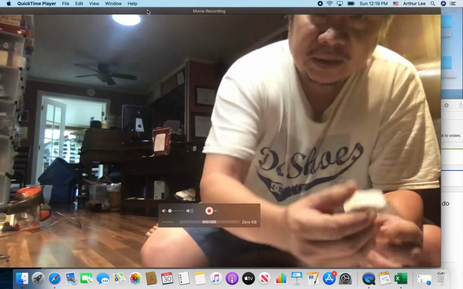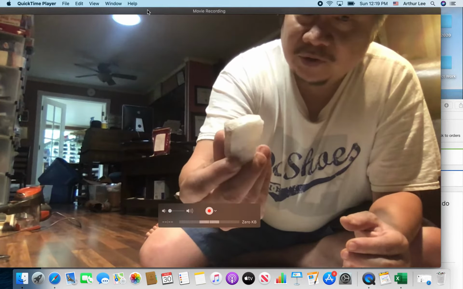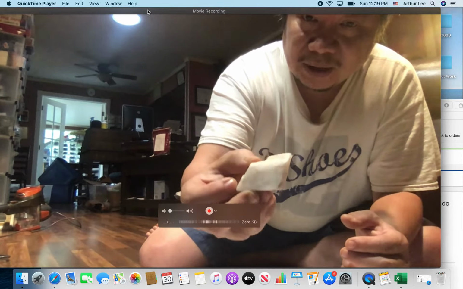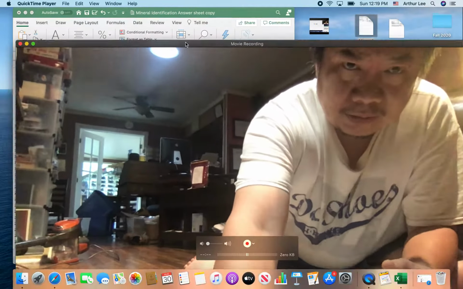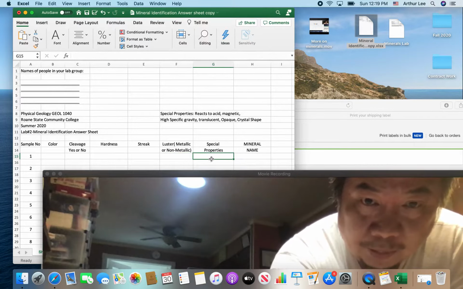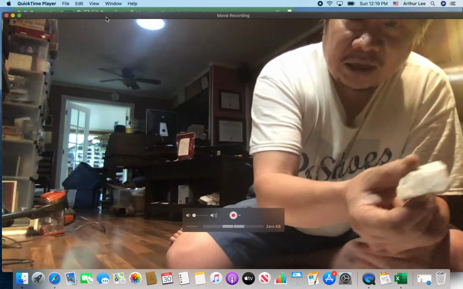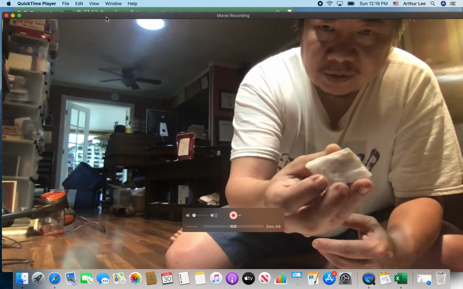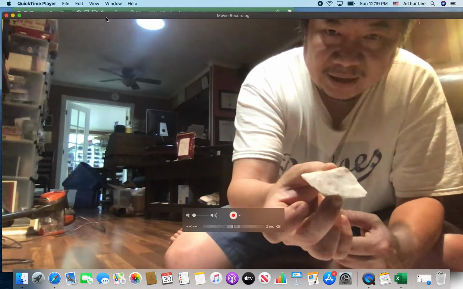Does this look like a metallic mineral or a non-metallic mineral? I've never seen a metal that looks like this. This doesn't look like a metal. The color's wrong. So it's a non-metallic luster, and you'd write that down here. What special properties do we have for this mineral? Well, does light pass through it? No, it does not pass through it. So for mineral sample number 1, it's opaque.